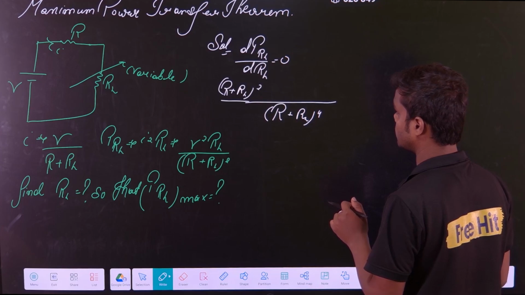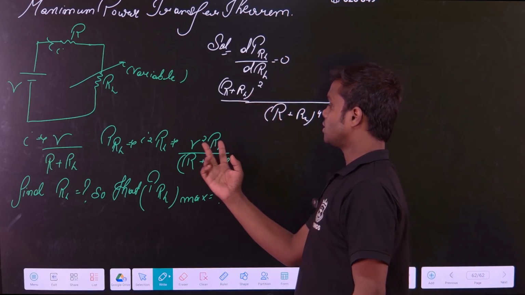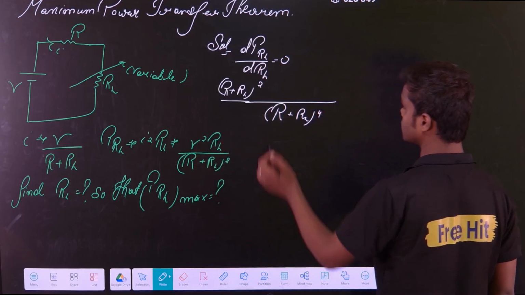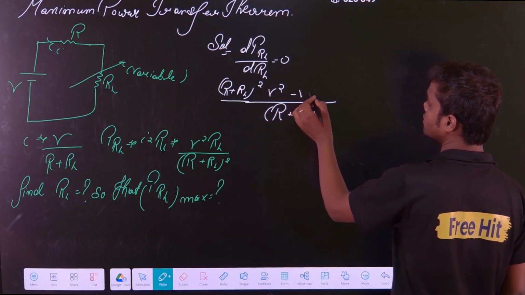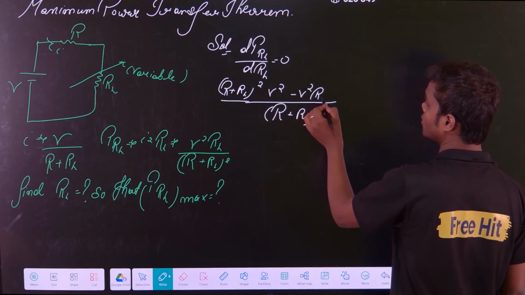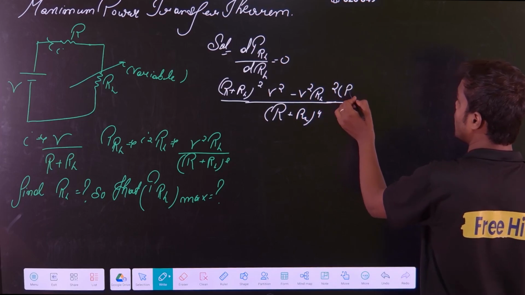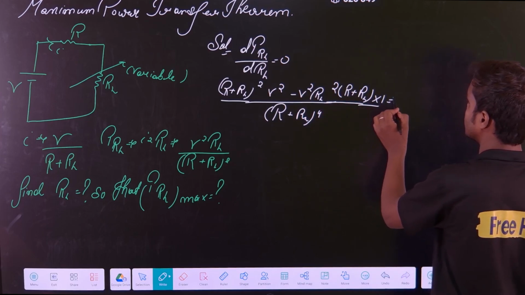Yeah, sorry, I did something wrong. One minute. This is my V square, this thing. Then you have to differentiate. V square is constant, RL differentiation is 1 obviously, minus, then you have to leave this V square into RL into differentiation of this thing, so it will become 2 times of R plus RL into differentiation of RL is 1, that is equal to 0.